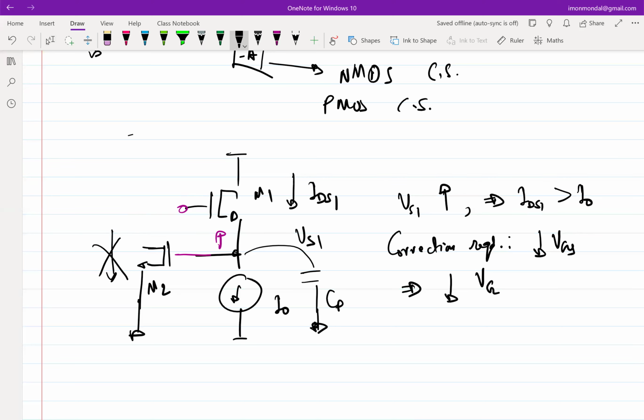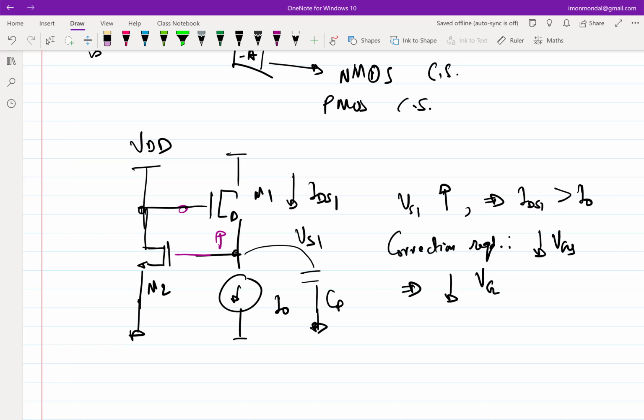Simple bias. I do this. So I call this RD. Okay. So let me take a step back before I connect RD. If I do this, VDD, right? If I do this VDD, will M2 get current? It's going to get current.